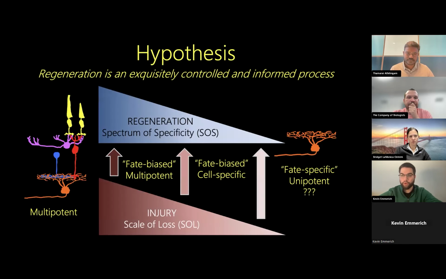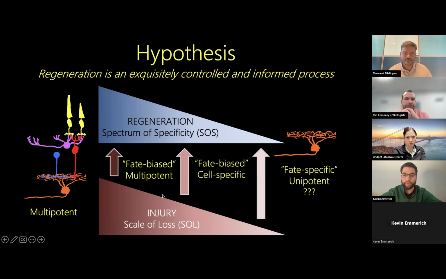From some work before this paper I'll discuss today, Jeff and I and others worked on a hypothesis to suggest that regeneration was going to be a very controlled process. Depending on the scale of loss and the injury I've got on the bottom here, it's going to impact the spectrum of specificity of regeneration, where widespread tissue damage, which are the models I was showing you above, would be a high injury scale of loss and would lead to a high regenerative response of multiple cell types.